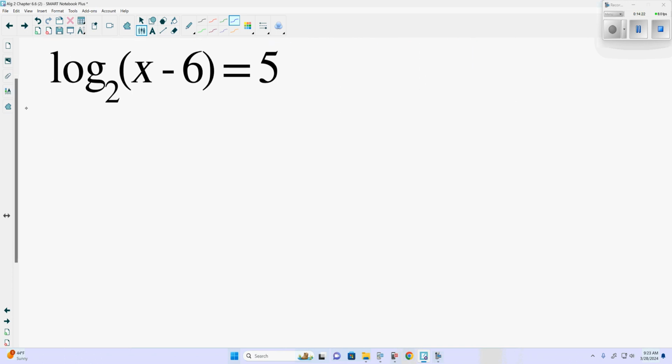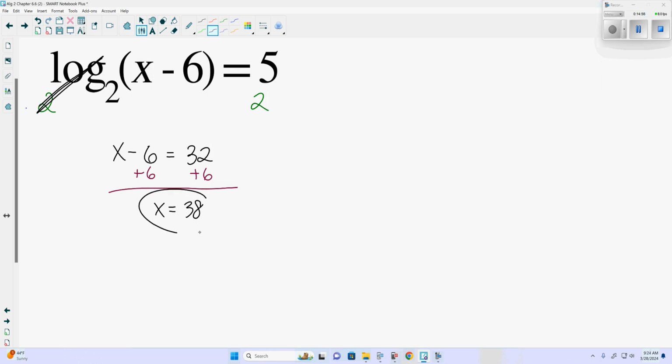Log base 2 of x minus 6 is equal to 5. What would we do first? Put both sides to the base of 2. 2 to the log base 2 of x minus 6 is x minus 6. Those will cancel out. And the other side is 32, 2 to the 5th. We can calculate that. Next step would be to add 6. That's it.